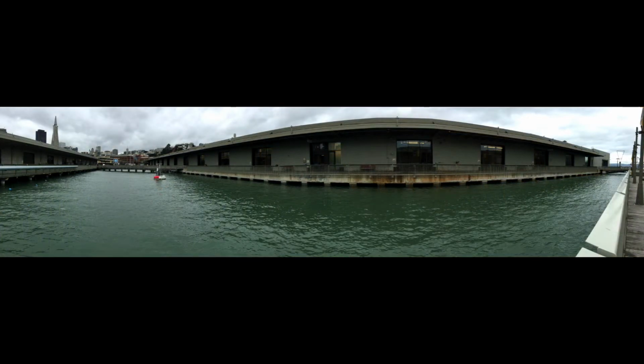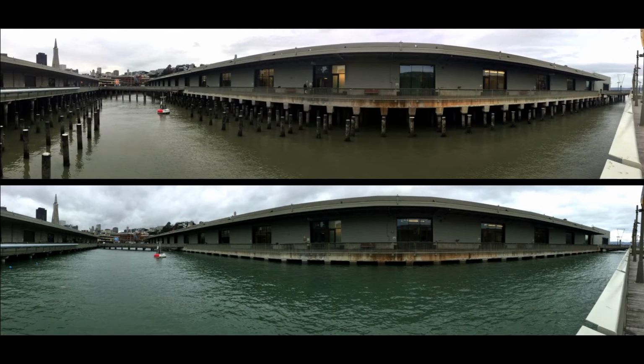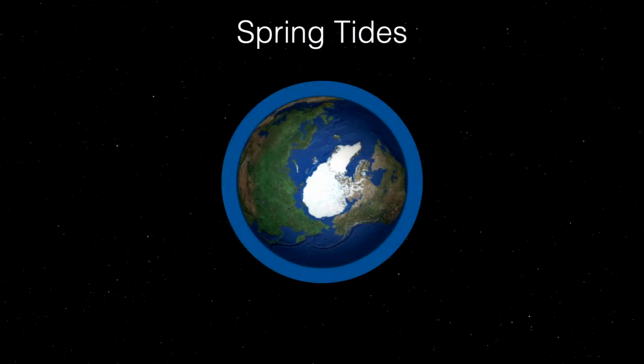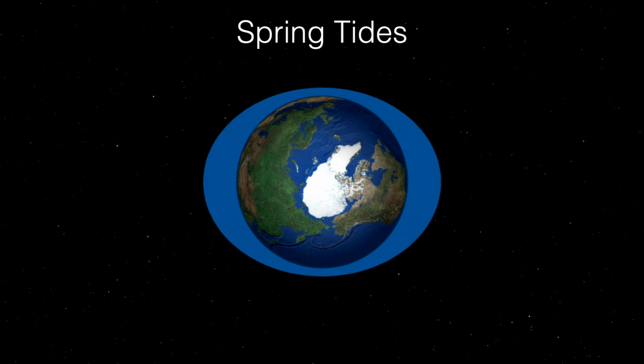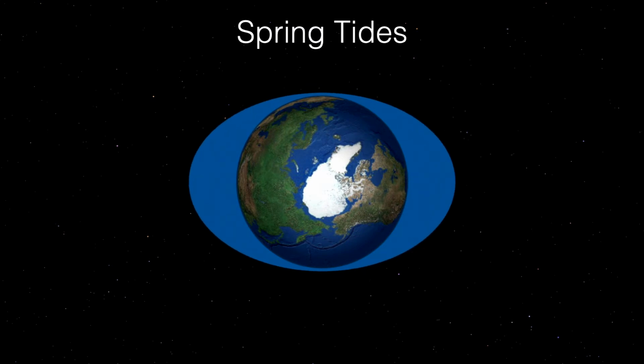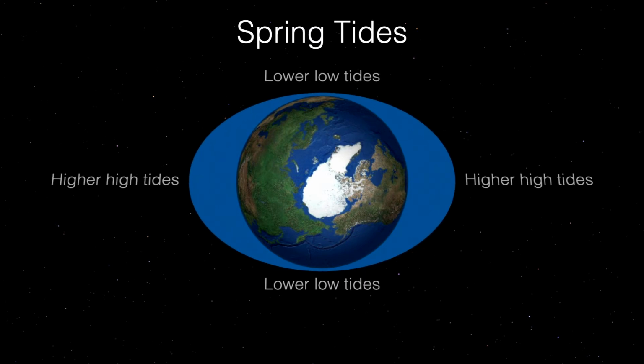Quite a dramatic difference. It might be easier to see if we had both photos on the screen at the same time. At low tide, the pilings are sticking perhaps 6 feet or more out of the water. At high tide, they're hidden well below the surface. Remember that spring tides occur twice every month, at new and full moon, creating larger than normal tides.